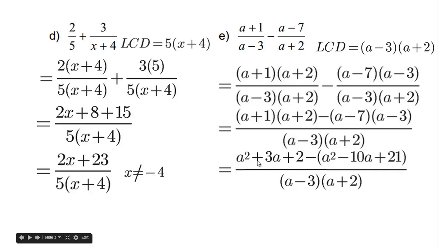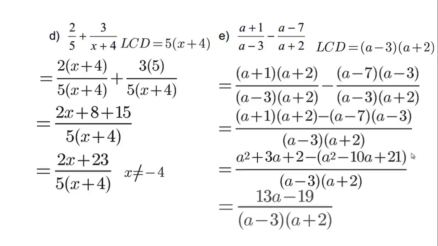A squared minus a squared is 0. 3a plus 10a is 13a. 2 minus 21 is negative 19. Hopefully, if you write the negative sign with the brackets, you won't forget that you're subtracting each one of those numbers.